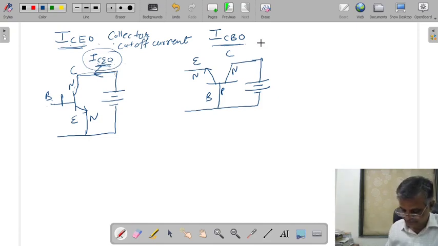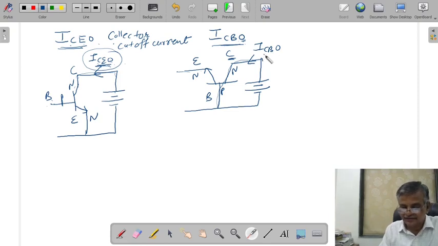ICBO, a similar word. When the collector is kept in reverse bias, see, this is your collector, kept in reverse bias, and the third terminal, the emitter, is kept open. When the collector is kept in which bias? Reverse bias. The emitter is kept open. Then the leakage current flowing from collector to base is called leakage current, ICBO, or collector cutoff current, ICBO.